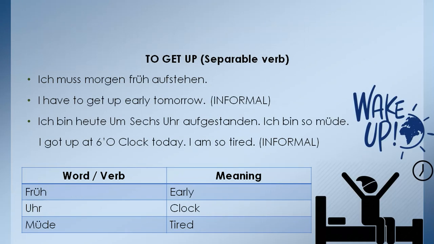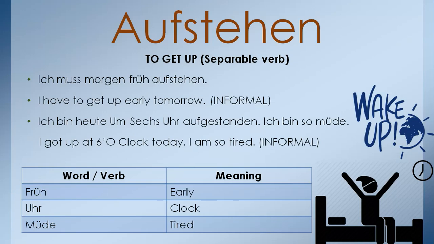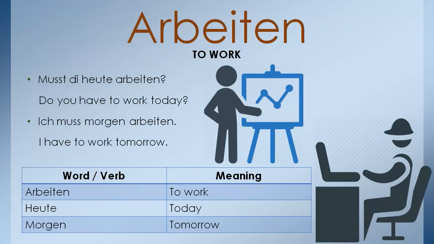The fourth one is Aufstehen. This is a trennbares verb, which means a separable verb. If you haven't watched the video on trennbare verbs, then I will be putting the link in the description box. Please have a look. So here the sentence is, ich muss morgen früh aufstehen. Früh means early. So I have to get up early tomorrow. Ich bin heute um 6 Uhr aufgestanden. Ich bin so müde. I got up at 6 o'clock today. I'm so tired.